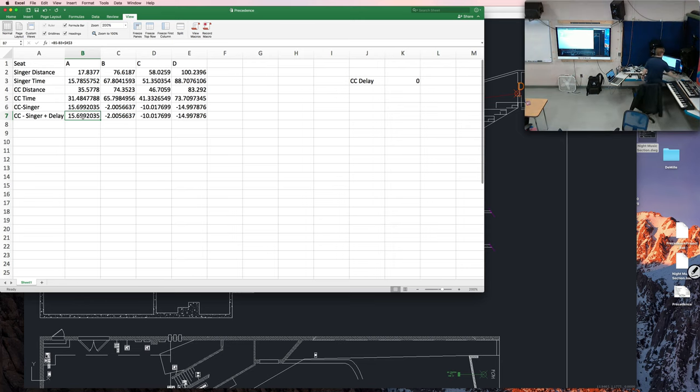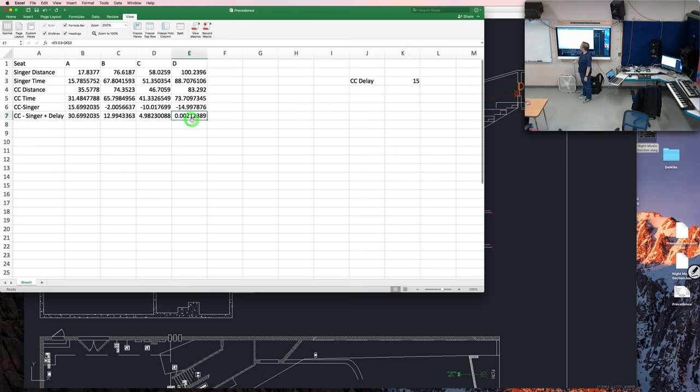So if I just add some time to this, like what if I added 10 milliseconds? Well, now the front row orchestra and the back row orchestra are okay, because they're a positive number now, but the balcony's still not. So I need a little bit more delay. So if I go 15 milliseconds, okay, now it works. So now the front row has the singer arriving 30 milliseconds before the loudspeaker. That's good, right? 30 milliseconds is that line that we don't really want to cross.